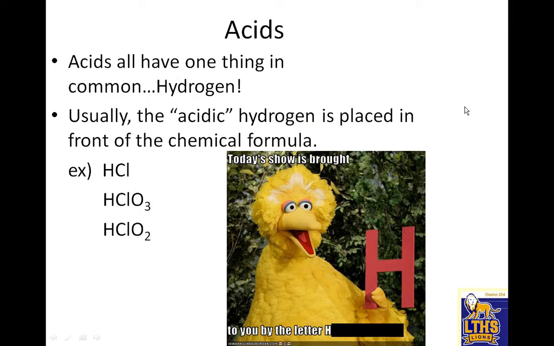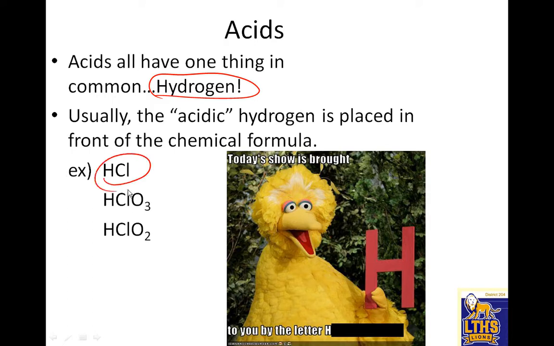Here we go. We're going to talk about acids. We're going to treat them as ionic compounds, but special ionic compounds because they all have something in common, and what they have in common is hydrogen. Usually the acidic hydrogen, the hydrogen that makes it an acid, is placed in front of the chemical formula.